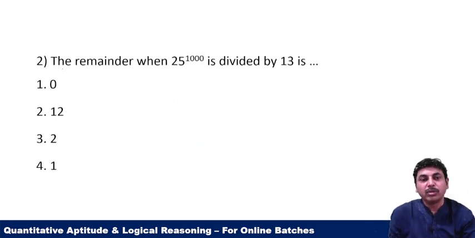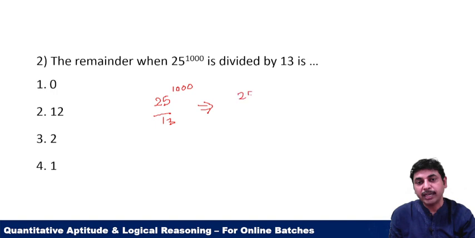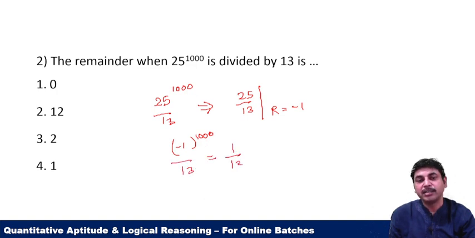Now, question number 2. Remainder when 25 raised to 1000 is divided by 13. This question also can be done in the same fashion. 25 raised to 1000 divided by 13. I look at this as 25 by 13, and when I divide this, I get the remainder as minus 1. Now here minus 1 raised to 1000, so minus 1 raised to an even number divided by 13. So this will be plus 1 divided by 13. So your remainder in this case will be equal to 1, which is option number 4.